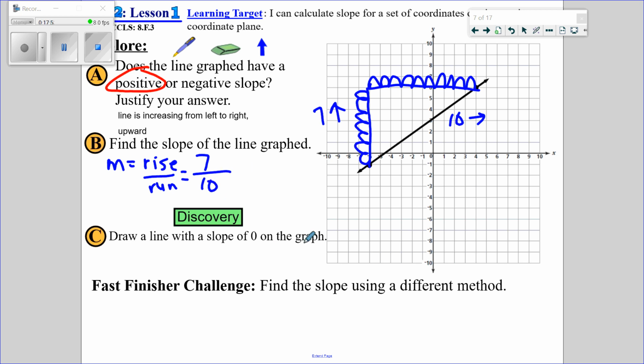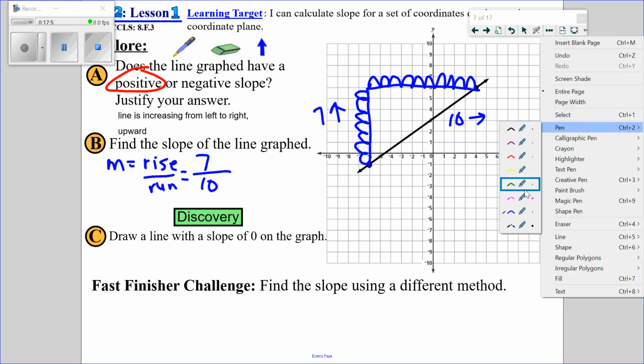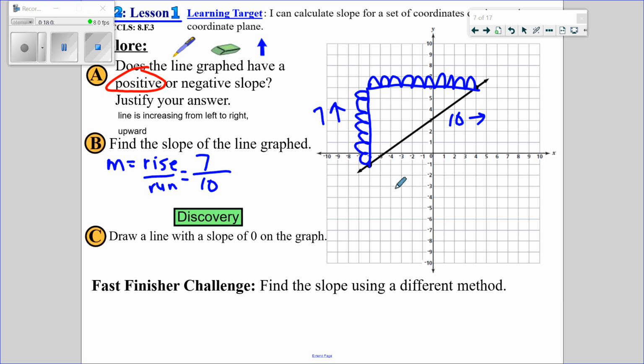Draw a line with a slope of 0 on the graph. So a horizontal line is a line with a slope of 0. We have to draw a horizontal line, but I'm going to write that it's a horizontal line. So we could pick anywhere. I'm going to pick here, draw a horizontal line. Make sure you put arrows at both ends. I know the slope is 0. It's constant. It's not going up or down. Okay, let's go to the next one.